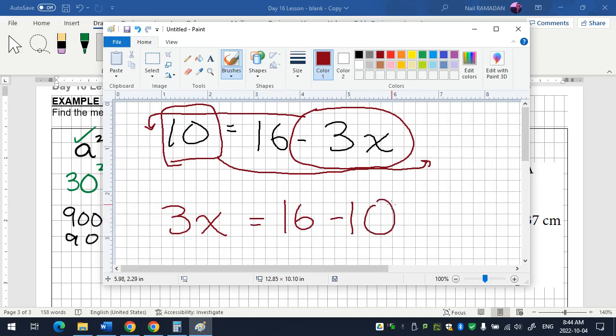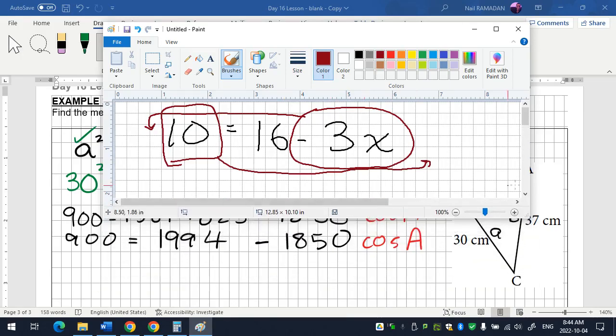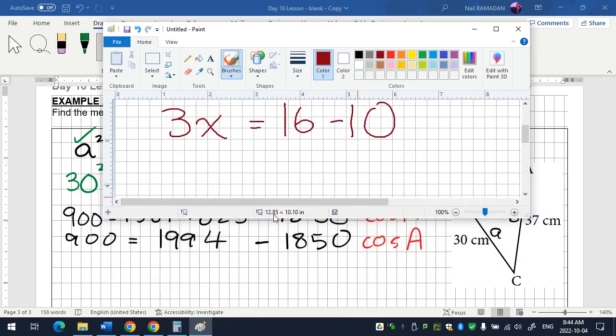Negative 10 or minus 10, whichever way you say. Perfect. Isn't this the exact same idea as this one? 100%. Okay, let's move things around.